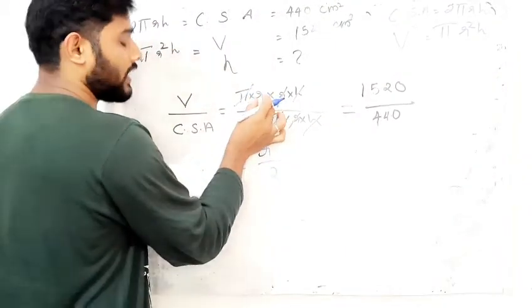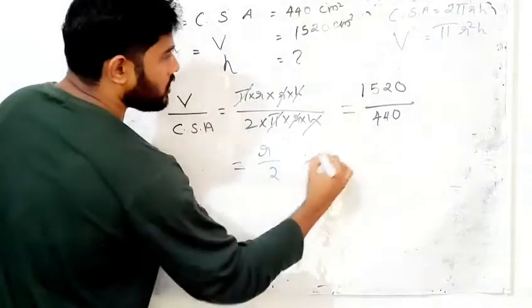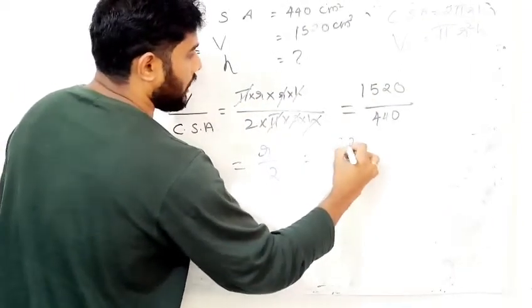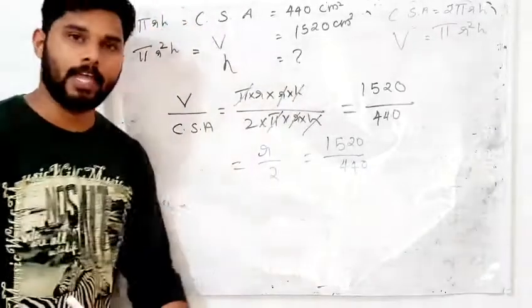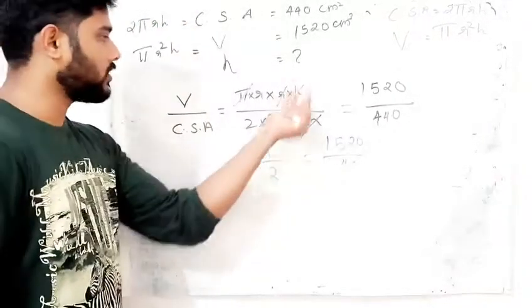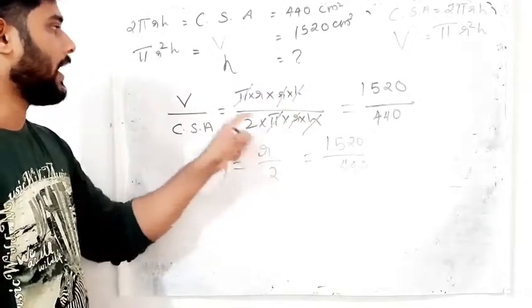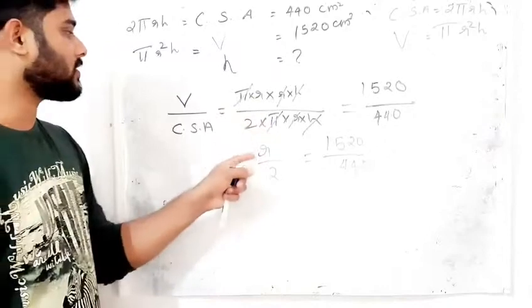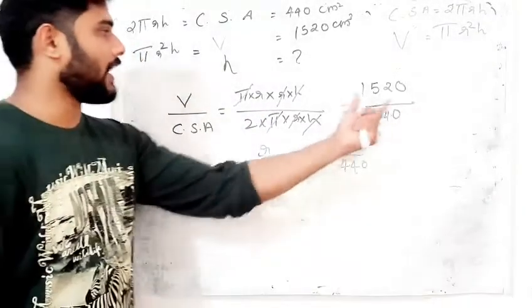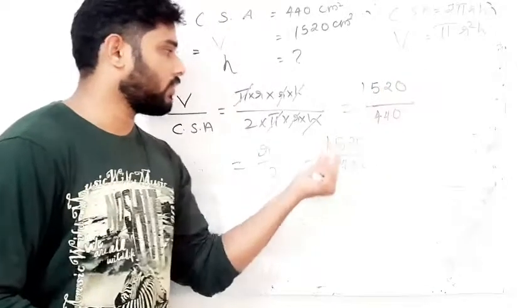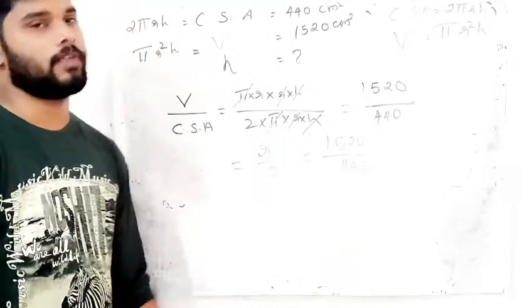Only radius is the remaining thing. R by 2 is equal to 1520 divided by 440. We can write like that. Clear? Why? Because these H and H cut, and R and R we can cut, and pi we can cut. The remaining thing is R by 2. Here on the right hand side, 1520 is the numerator and 440 is the denominator, same as before.